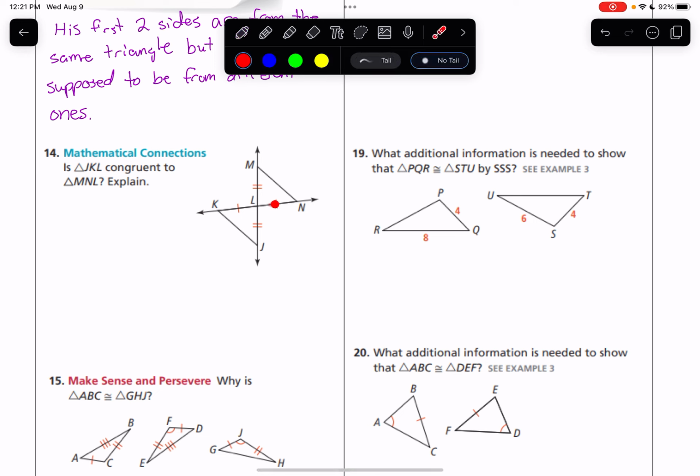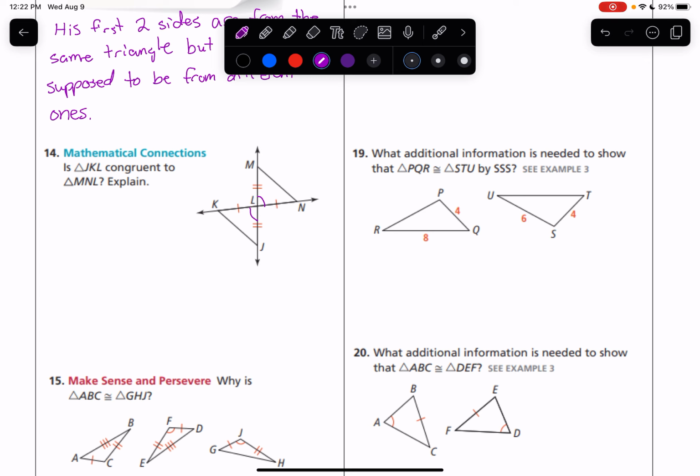Number 14 is triangle JKL congruent to triangle MNL. We see that we have a leg congruent to a leg, or a side congruent to a side, another side congruent to another side, and of course we have vertical angles here, and we know vertical angles are congruent. So we are showing side, angle, side congruence.